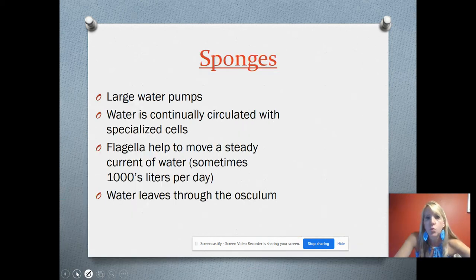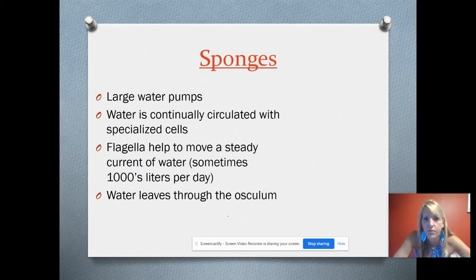So they're considered large water pumps because water is continuously circulated through there, and then you have these specialized cells that grab any food particles, like microscopic food particles, things floating in the water that the sponges would want to eat, and then they engulf them, and then they digest them, and they go through the sponge's body. That flagella on that cell I was showing you helps to move the water. So it's like, woo, woo, woo, woo, so the water goes up and out.